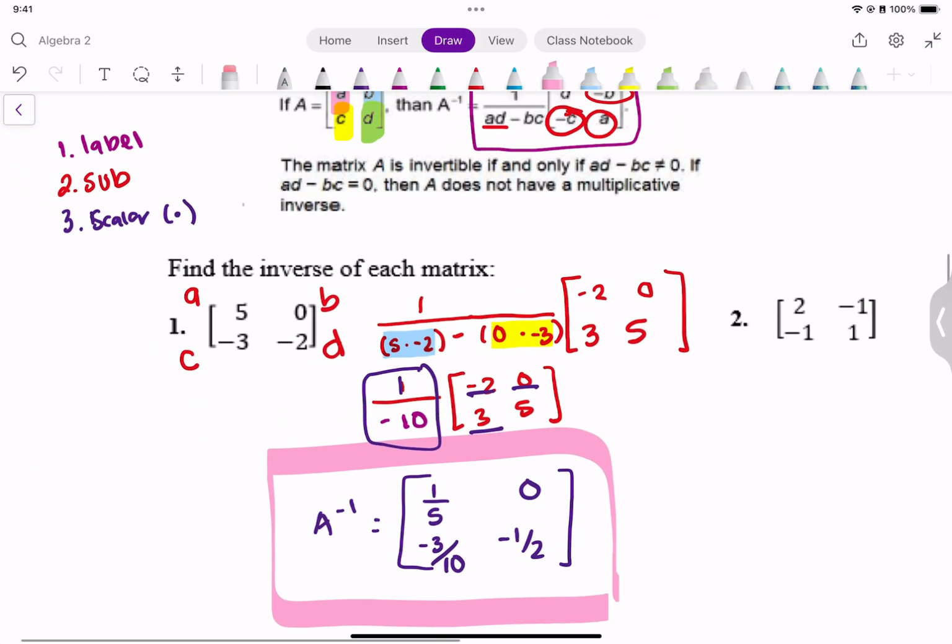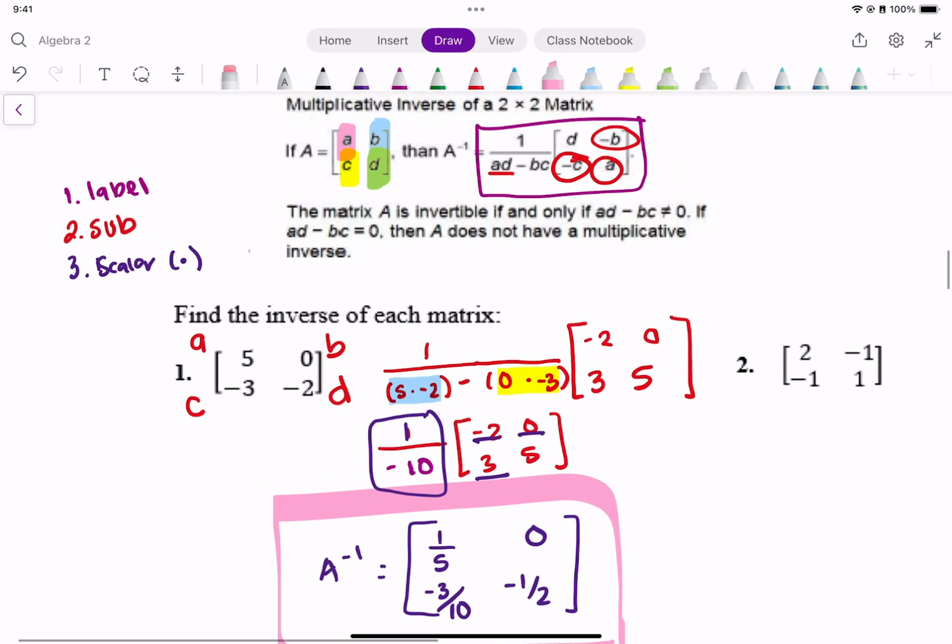Okay, so let's go ahead and review the steps. The first thing I did was label what was provided here as matrix A. Then the second step was to substitute into the formula, so we substituted in the fraction and then the rearranged matrix. And then step 3 was to do the scalar multiplication, so we got the fraction times the new rearranged matrix.